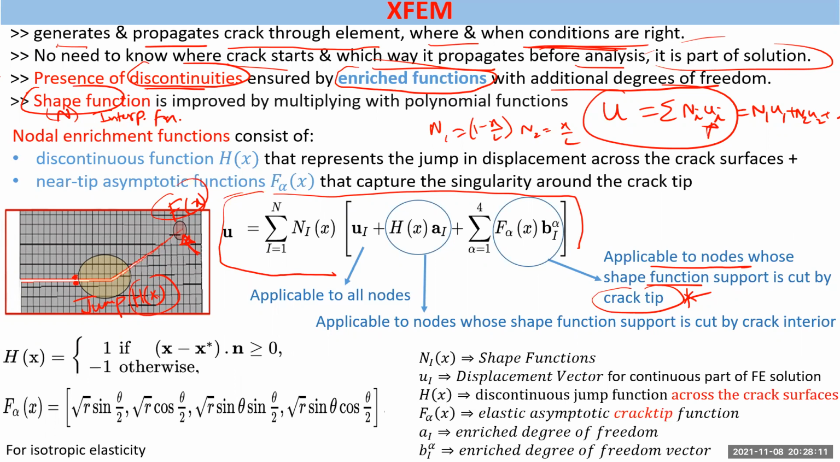B is the enriched degree of freedom. So enriched degree of freedom vector and enriched degree of freedom here, both are for the phantom nodes. So the phantom nodes are inserted into your displacement equation through this function. So the shape function of your problem is getting multiplied by, you have two other terms coming in from the phantom nodes. Does that make sense?